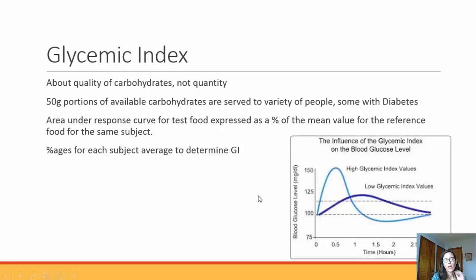They will track how fast the blood glucose rises, and they usually test it multiple times, of course, so that they can get as accurate a number as possible. And then they measure the area under the curve as a percentage of the mean value for the reference food for the same subject.